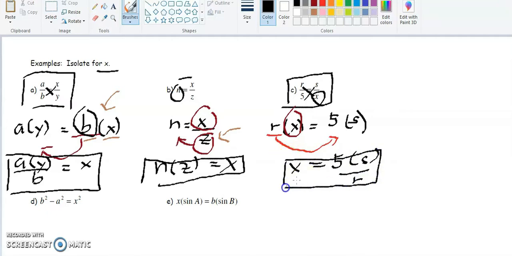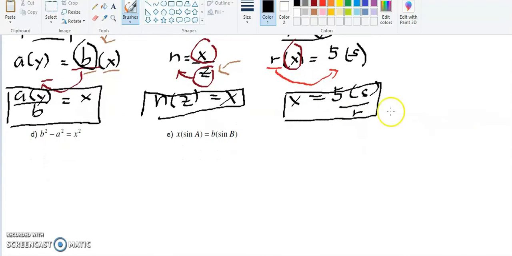So that's pretty straightforward. Now let's try letter D. Most of you may be familiar with this equation. It's the Pythagorean theorem equation. When you have that kind of equation where you squared all your variables and it's written this way, b squared minus a squared equals x squared, you have to remember first what variables should be isolated from the rest of the variables. In this case, x has to be isolated.